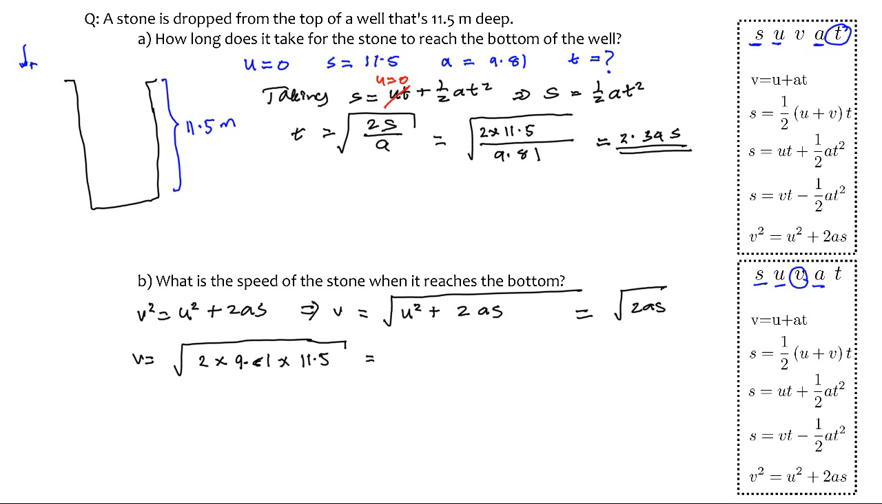How much is that? Oops, that's the wrong answer. So 2 times 9.81 times 11.5, square root of that, I get 15.0 meters per second. This is the speed of the stone as it reaches the bottom of the well.